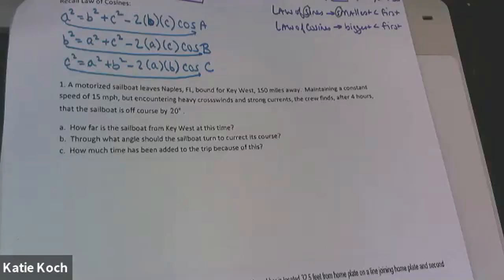Part A says, how far is the sailboat from Key West at this time? So when they realize, oh boy, we're off course, how far away is it? And I think last year you did what are called bearing problems, where maybe the ship was bound due north, and then it turned to a bearing like 90 degrees, 100 degrees, whatever it might be. Some of you are nodding yes. So you did bearing problems. So it's similar to this.